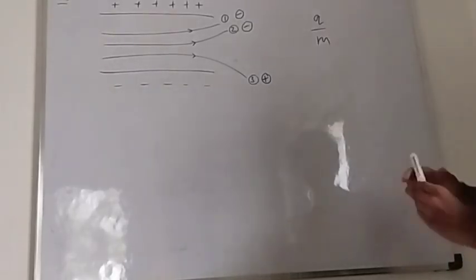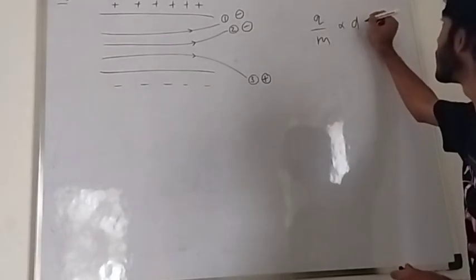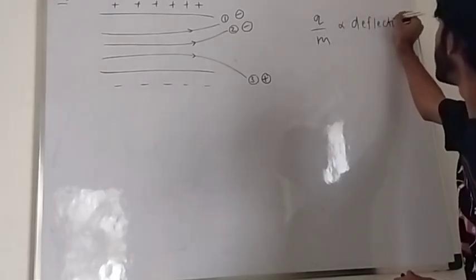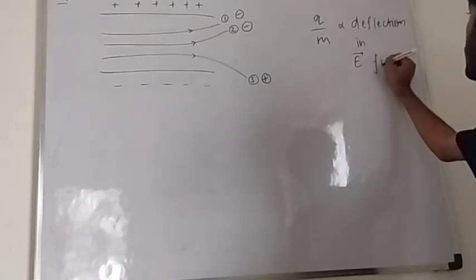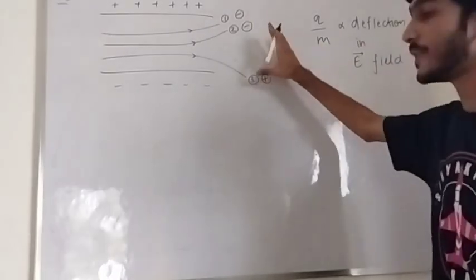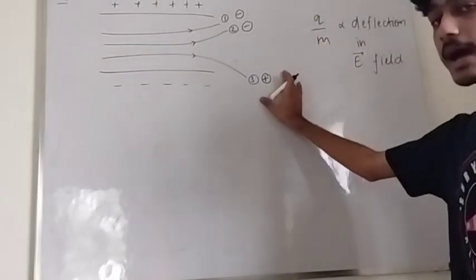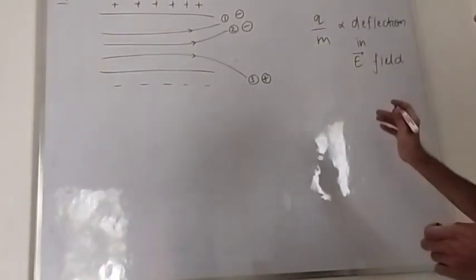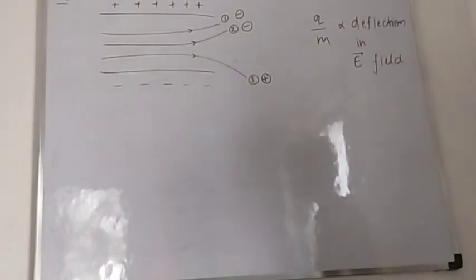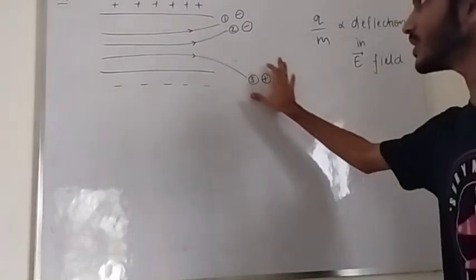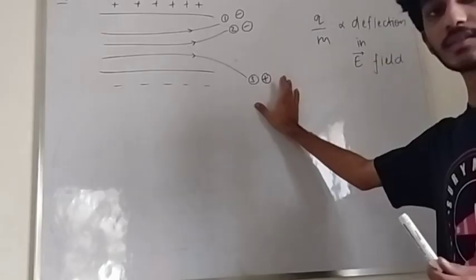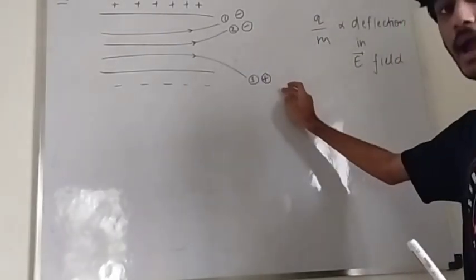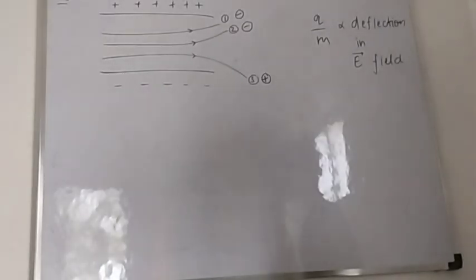So the Q by M ratio is directly proportional to deflection in electric field, which here is created by the plates. So the charge which has deflected the highest will have the highest charge to mass ratio. In textbook it is not very clear, but the charge 3 has deflected most from its path. So the charge 3 will have the highest charge to mass ratio, and so the answer is negative, negative, positive and charge 3. Next we'll move on to the 15th question.